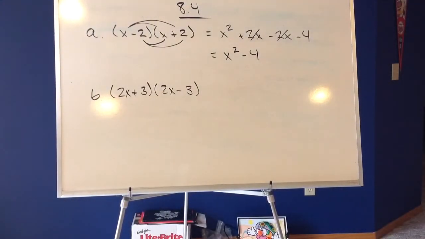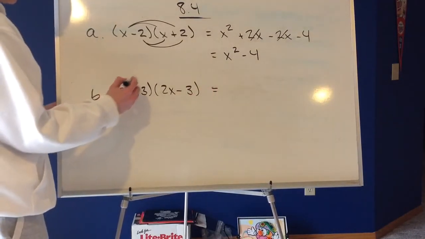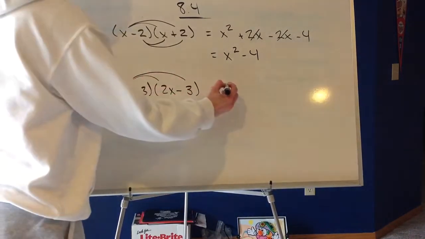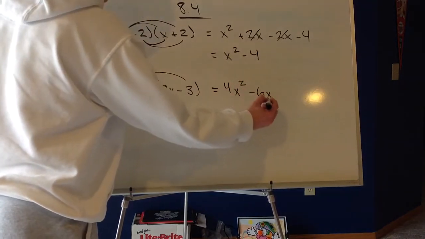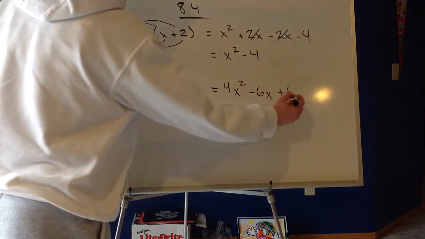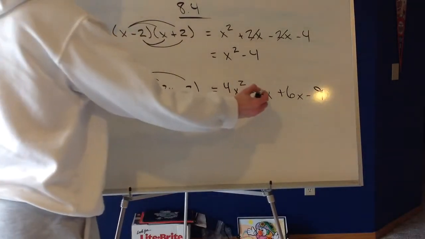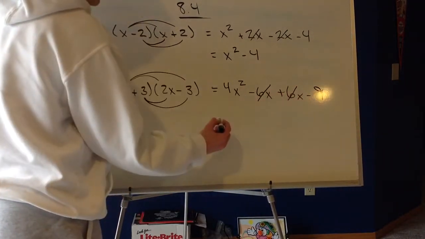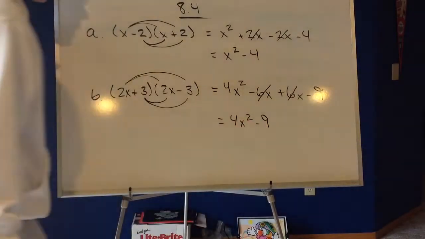In example B, you're going to notice the same type of idea. Okay, first thing we'll do is distribute our 2x. So that will end up giving us a 4x squared minus 6x. Then I'll distribute my 3, and I'll end up with a 6x minus 9. Again, you will notice that your middle terms cancel out, so we are just left with 4x squared minus 9.